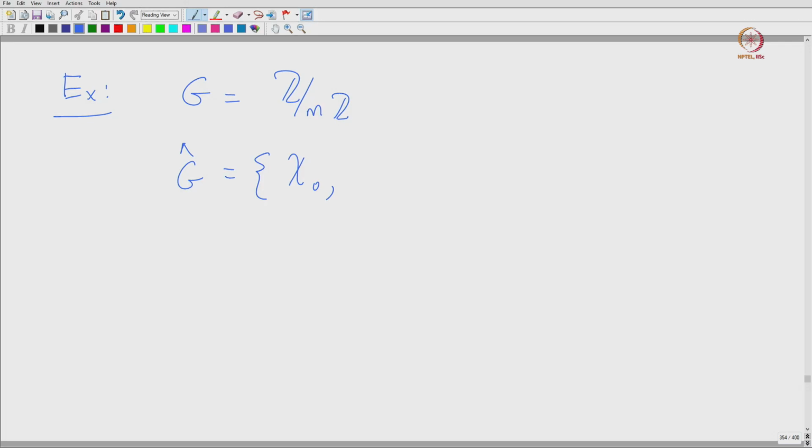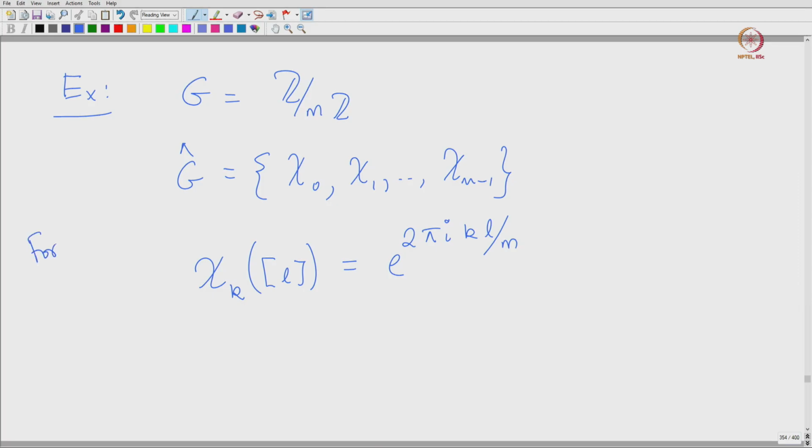So, they are nothing but listed as chi naught, chi 1 etcetera, chi m minus 1. Where chi k we already defined some time back, but let me repeat. Chi k, which is defined on the class L, is given by e power 2 pi i k L divided by m. So, for each k from 0 to m minus 1, we define the function chi k.